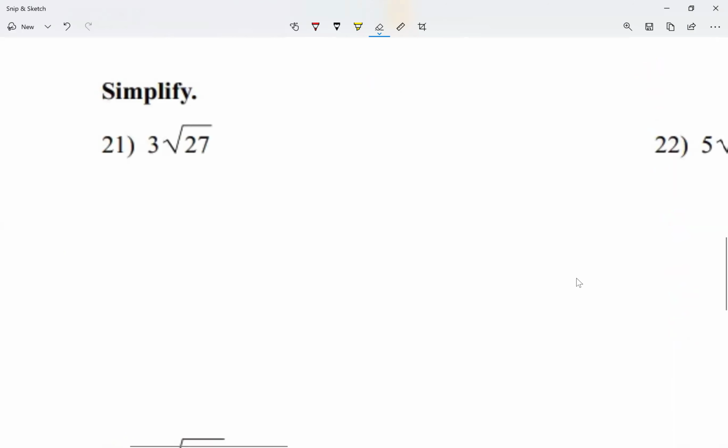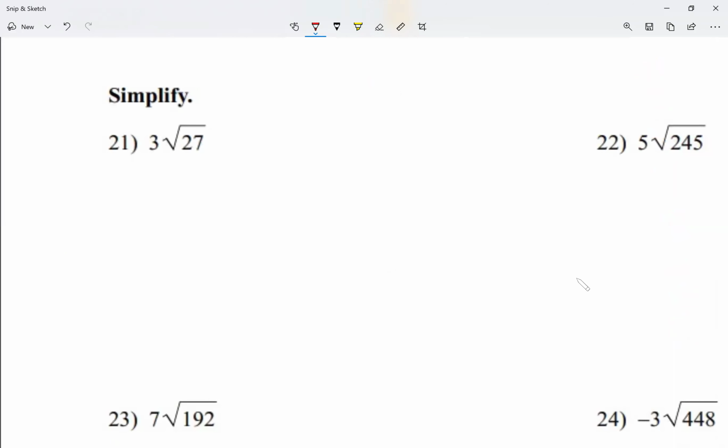We'll start with number 21. Number 21, what I'm looking at is I have a whole number, a 3 outside, and the square root of 27, right? Radical 27. So what I'm going to do, I'm not going to do anything to my 3. So let me just copy down my 3. I'm not doing anything with the number on the outside. But my square root, my radical 27, I'm going to break this into 2 radicals.